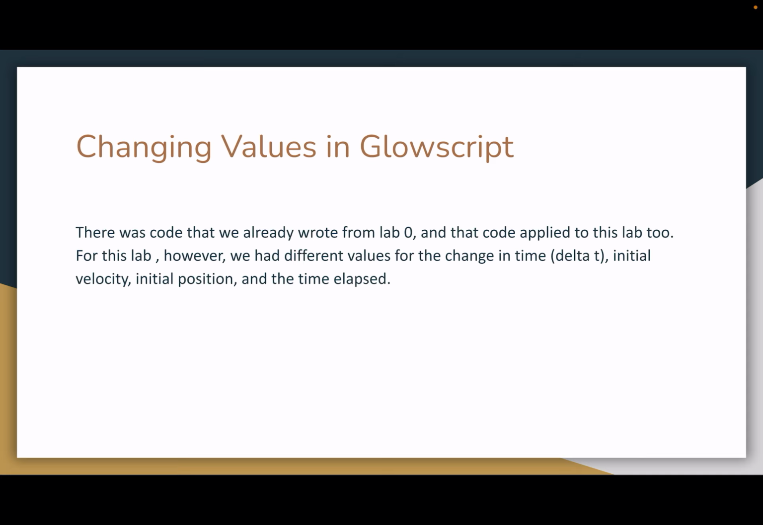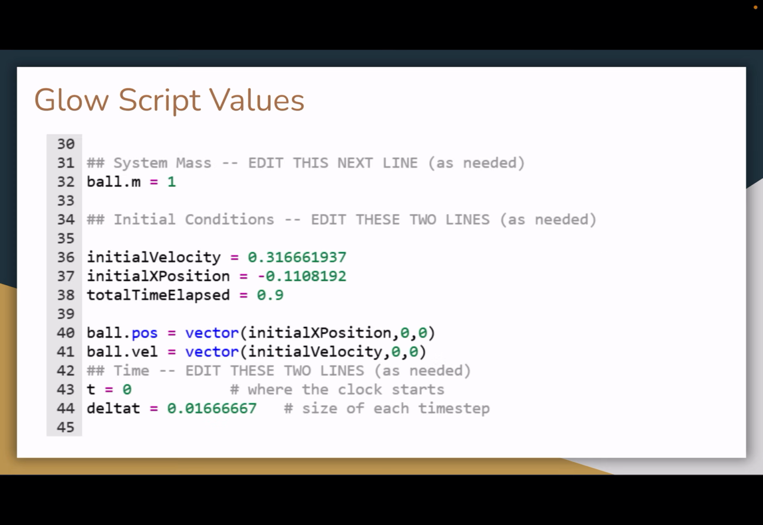time elapsed. So we used those values instead of the original Lab 0 values, which can be seen in this image right here, where we changed the values for initial position, velocity, time elapsed, and the delta t. And this code overall shows the iterations of position and velocity over each delta t.